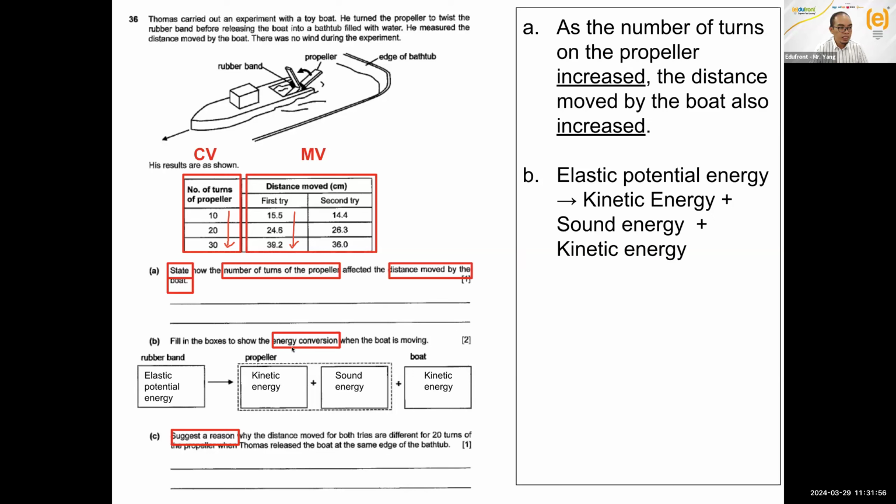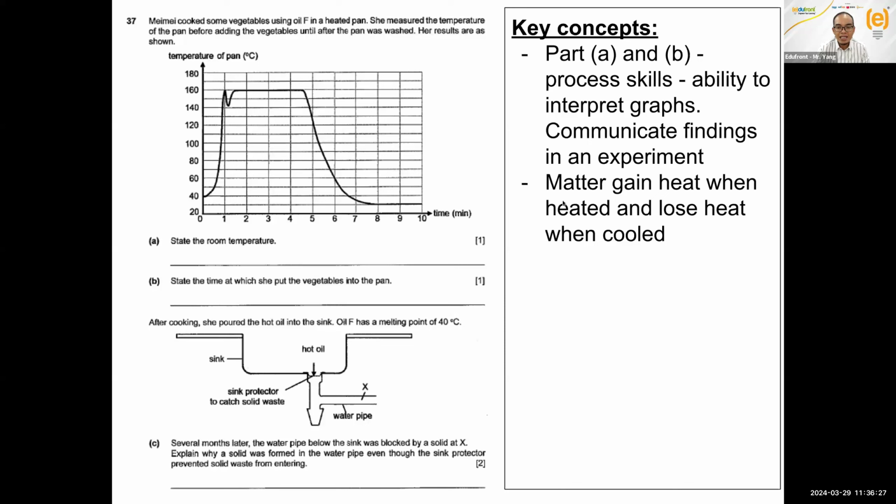And secondly, the concept. What concept? It is the concept of heat gain, right? You must know that matter gains heat when heated and loses heat when cooled. You guys learned this back in Primary 4 under the topic of heat and temperature. So in this particular example, Mei cooks vegetables on a heated pan. When she turned on the heat on the pan, you can see that over time the temperature increases. So let's analyze the graph.